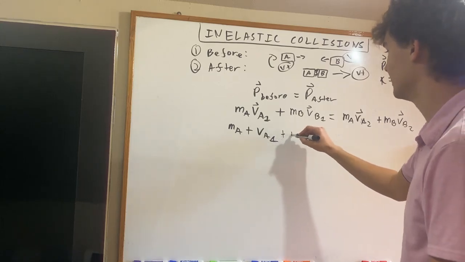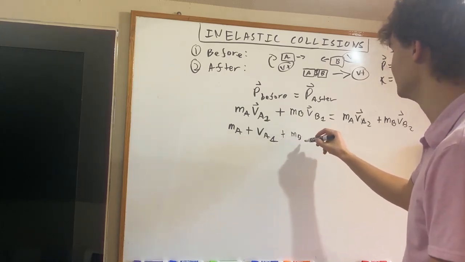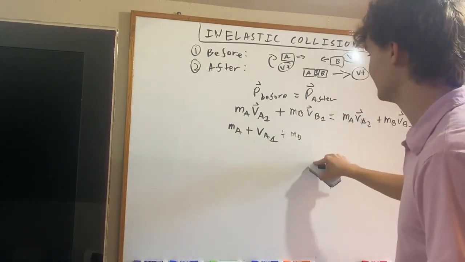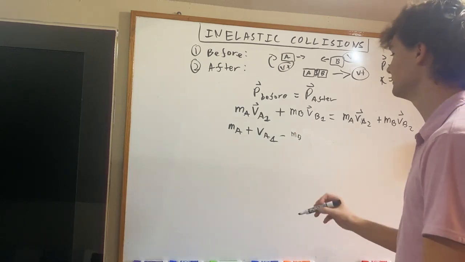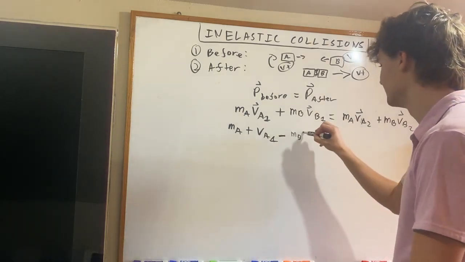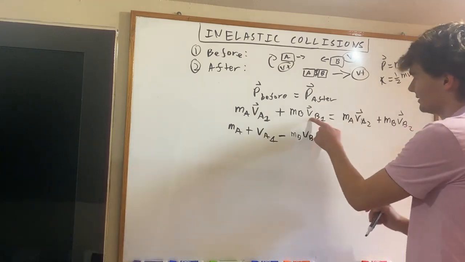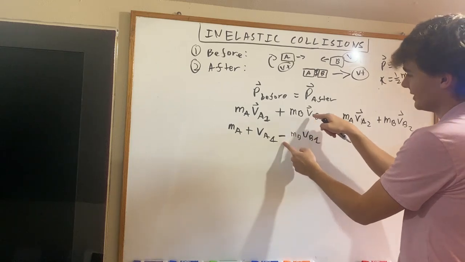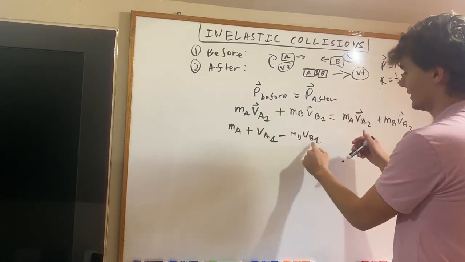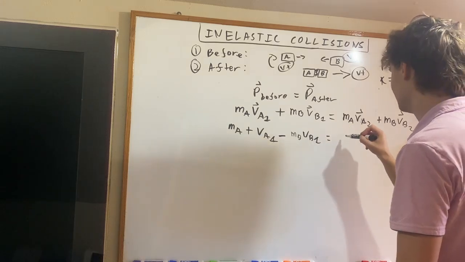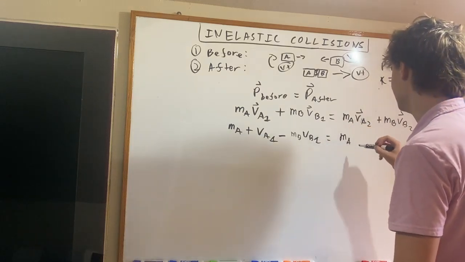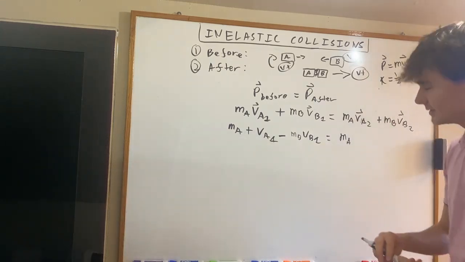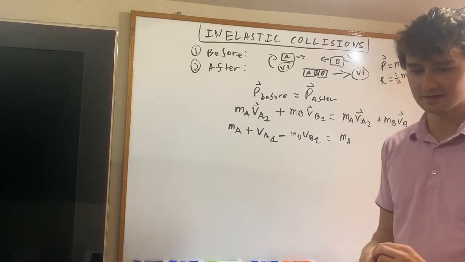But here, this is going to be MB. So what we'll do is we'll move the negative to here. Negative MB VB1, because velocity here is negative because it's moving left, so we're going to make that negative, because this whole thing will be negative since that is a vector. It's going to become negative, and the negative moves there, and then this is not a vector anymore. So now we're going to have MA VA2.